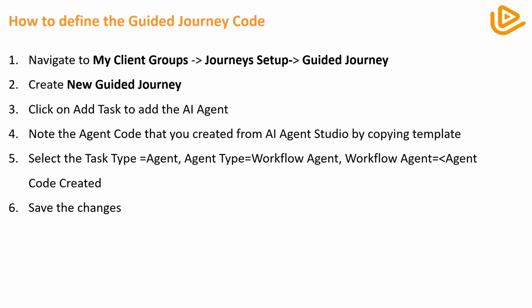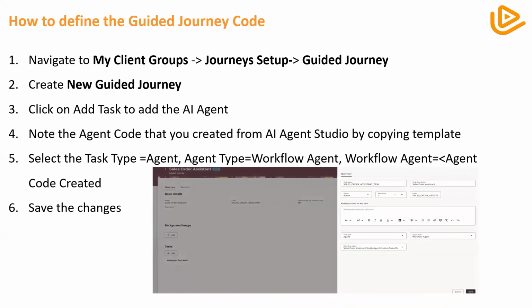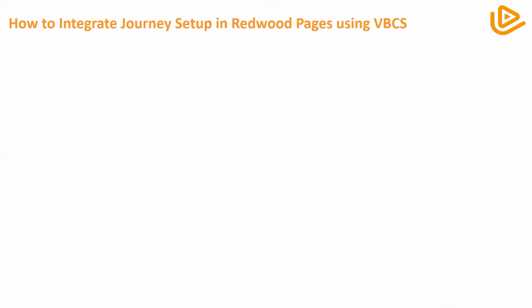We navigate to the client groups, journey setup, create a new guided journey, and add the task. For this, we need to note the agent code. I will explain all these steps in the live demo. This is how it looks at the overall level: where the guided journey is, where the task is, and where the agent that we are talking about is.